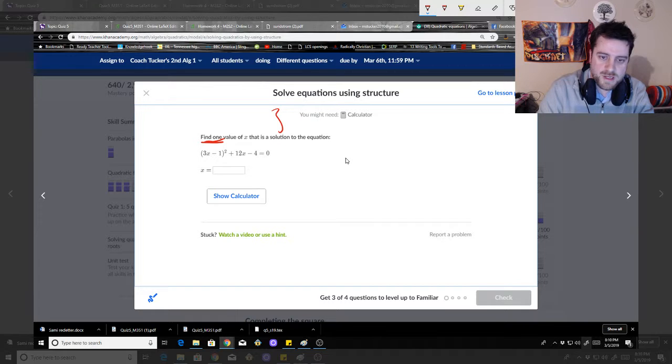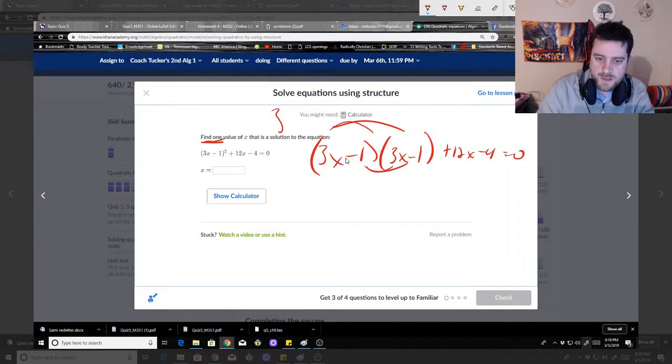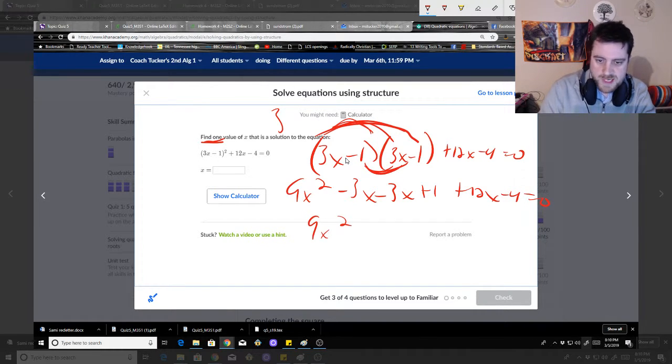So we have 3x minus 1 times 3x minus 1 plus 12x minus 4 equals 0. Again, distributive property here, you get 9x squared. Then you get negative 3x, here you get another negative 3x, and then here you get plus 1, plus 12x minus 4 equals 0. Combine like terms. So 9x squared stays in front. You got negative 6x, and a 12x makes a positive 6x, because negative 6 plus 12 is a positive 6. And then 1 minus 4 is a negative 3 equals 0.